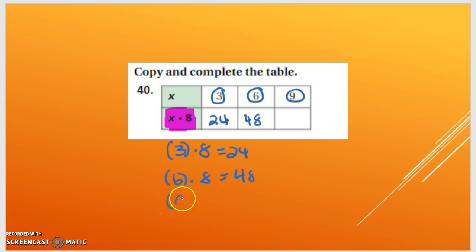And then I have 9 times 8, 72. Okay, so we just basically are plugging in our x values in our expression down here.